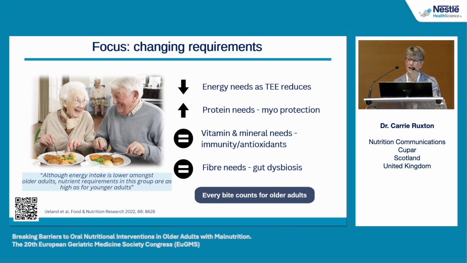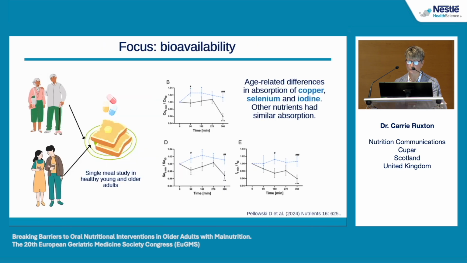Perhaps they have an enhanced need for certain immunity nutrients, for example, vitamin D. They might have an enhanced need for antioxidants. They certainly have similar fibre needs because we have to maintain a healthy balance of gut microbiota. So that makes me think that every bite counts for an older adult. They can't afford to waste their food energy on something like cakes and biscuits, which are very light on nutrients.